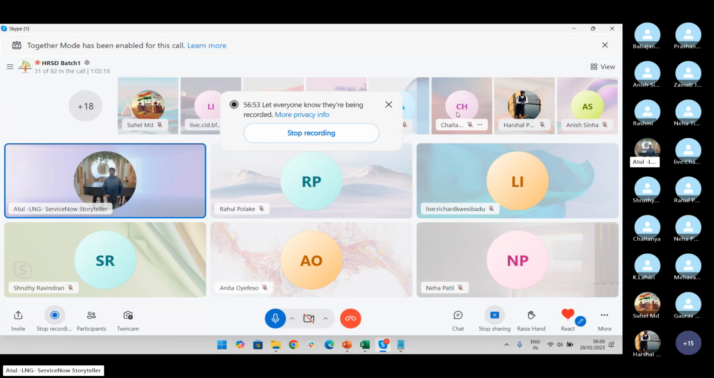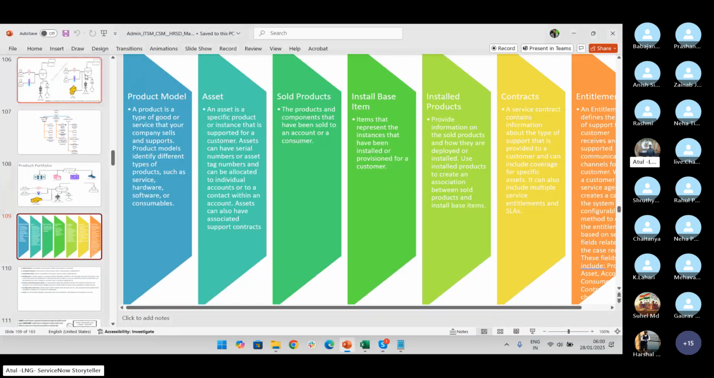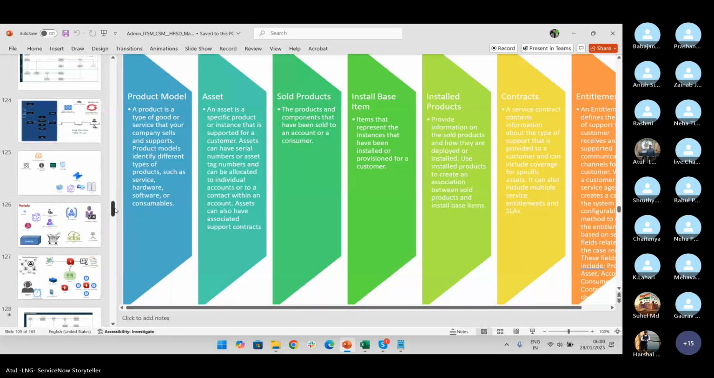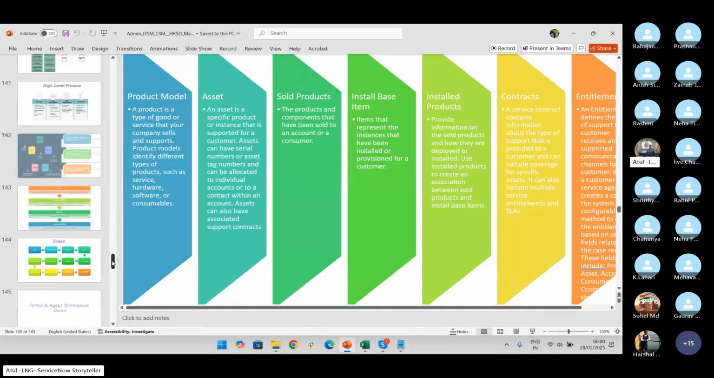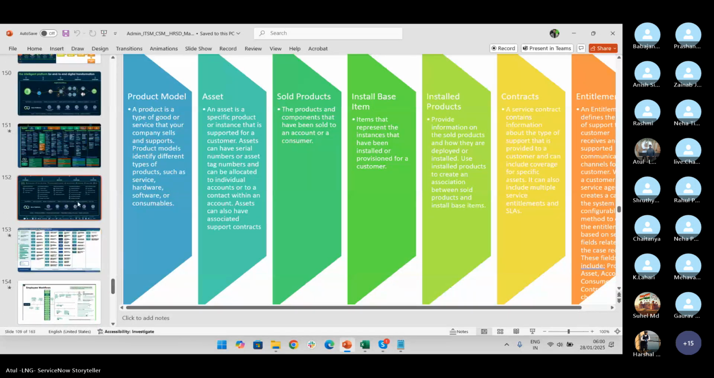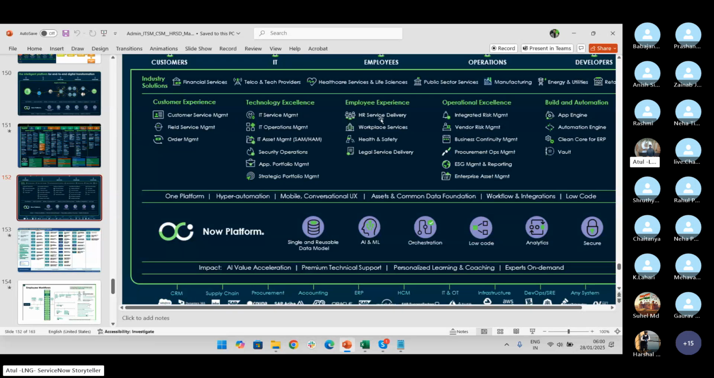Clear, Anish? Yeah, clear, sir. Thank you. That is why I said that these are all the different products of ServiceNow. जो हमने डिस्कस किया ये वाला अभी, ये. These all are the different. ये different है, ये इससे different है, ये इससे different है, ये इससे different है. Every product is different.